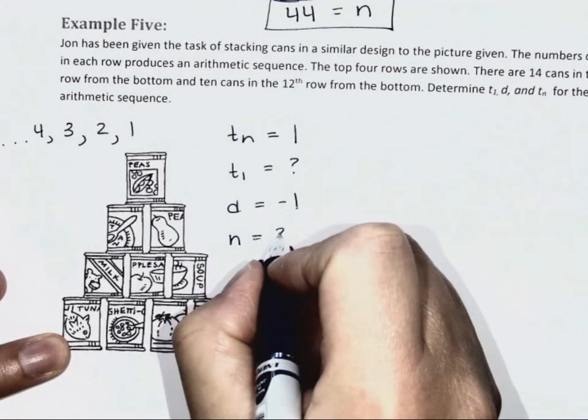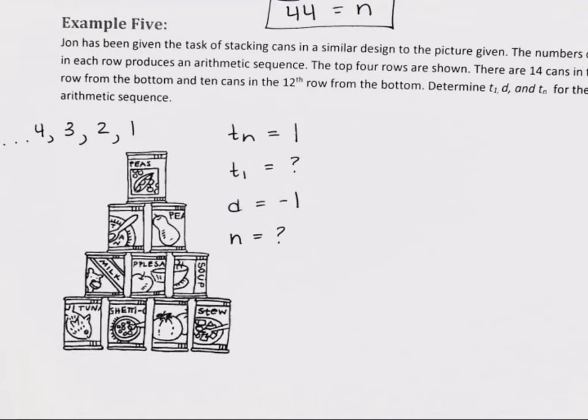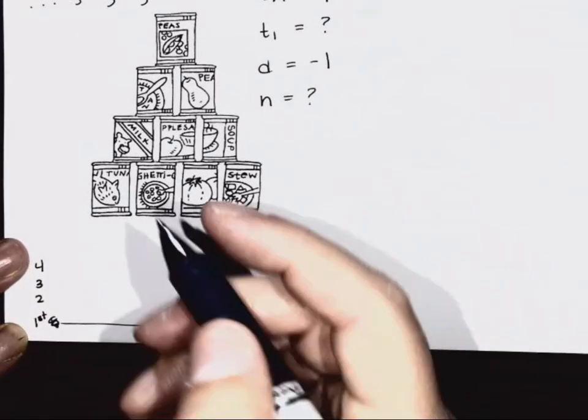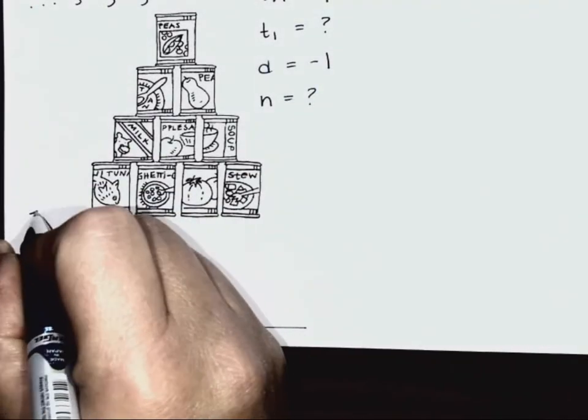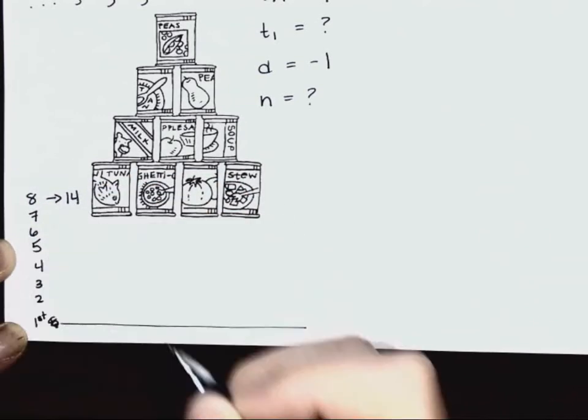And we don't know how many rows we have. All right, but it tells us some stuff. It tells us there are 14 cans in the 8th row from the bottom. So first row, second row, third, 4, 5, 6, 7, 8. In this row, there are 14 cans.